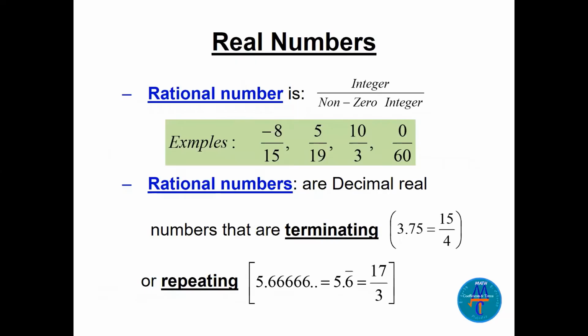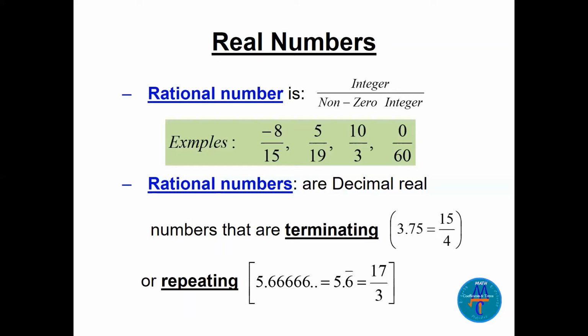Now let's go to rational number. What is a rational number? A rational number simply is any integer over a non-zero integer. Please try to remember this simple definition. It's an integer divided by a non-zero integer. So examples like -8 over 15, 5 over 19, 10 over 3, 0 over 60, 1 over 4, -1 over 9, etc.